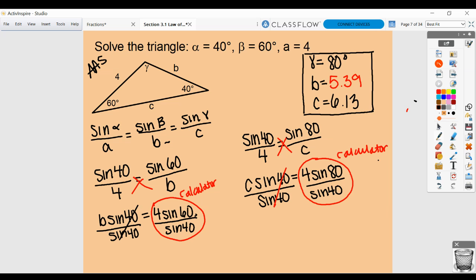Now, something that you can check just to make sure that you are doing this correct and you matched everything up. The smallest angle should go with the smallest side. The biggest angle should go with the biggest side. So the 80 and the 6.13 is the biggest side.